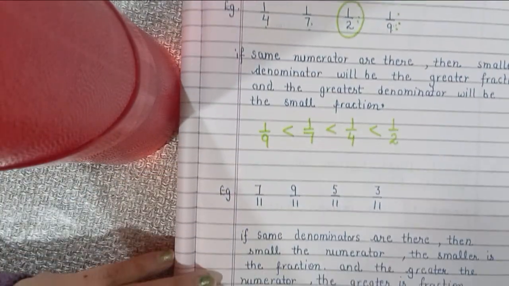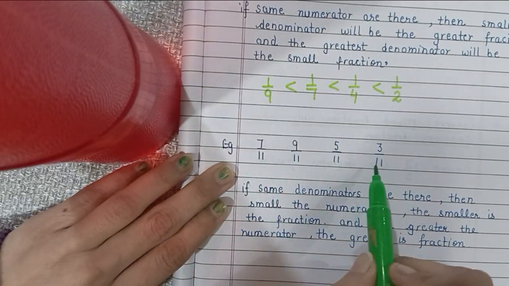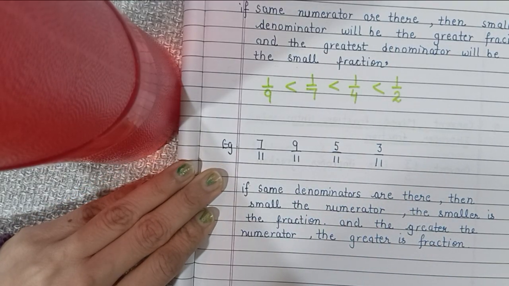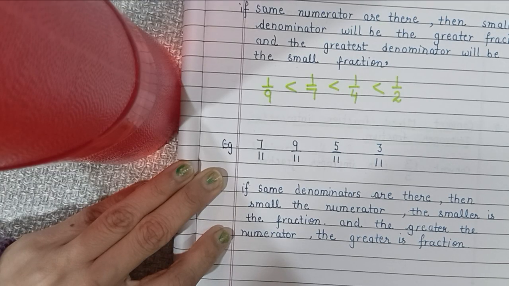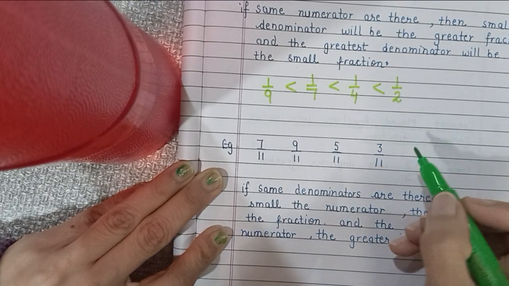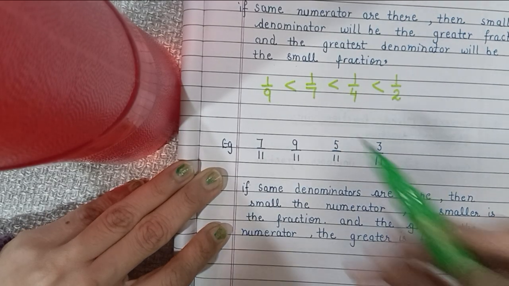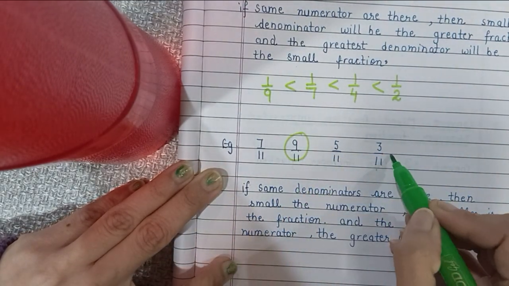Now take another example. In this, you can see all the numerators are different, but the denominators are the same. If the denominators are the same, then the smaller the numerator, the smaller is the fraction, and the greater the numerator, the greater is the fraction. Now if you have to arrange in descending order, descending order is from greater to smallest. Then this one is the greater, and the smallest is the smaller.